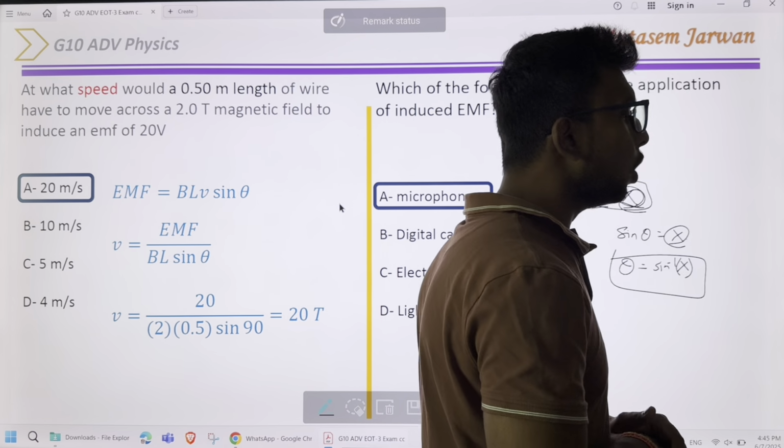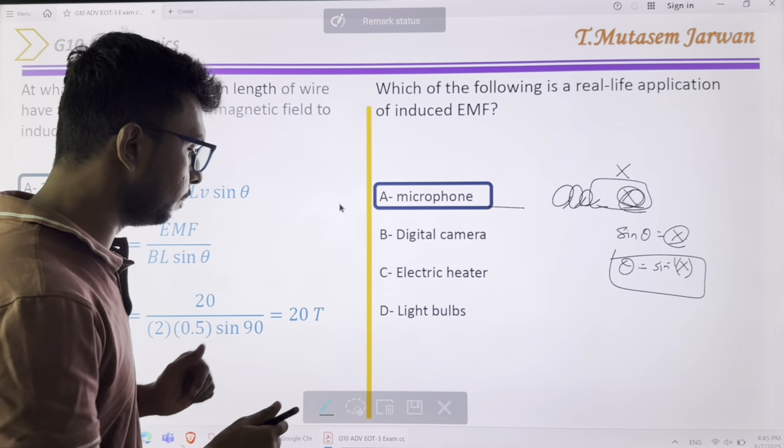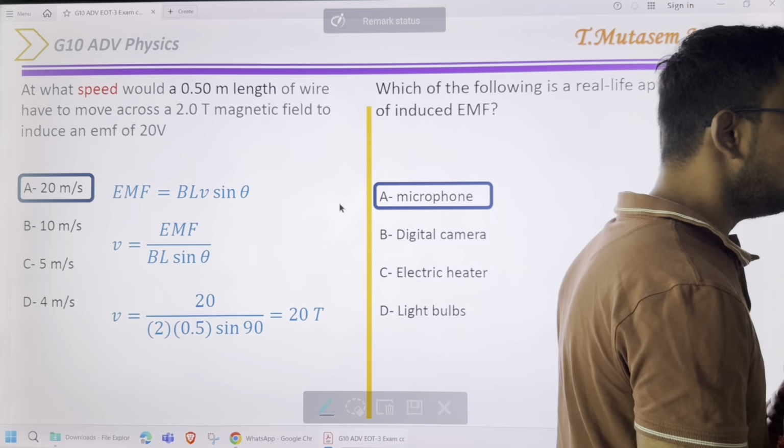At what speed would a 0.5 meter length of wire have to move across a 2 Tesla magnetic field to induce EMF? Similar question, same expression. Here you have to find out the velocity.